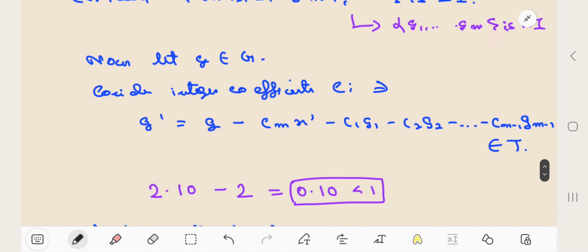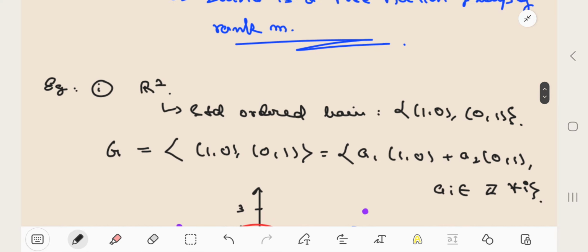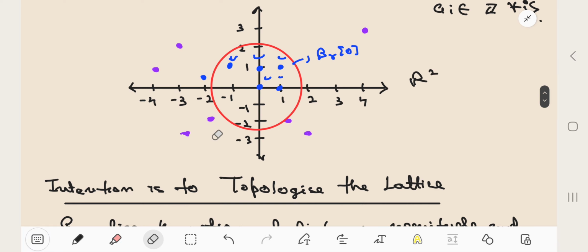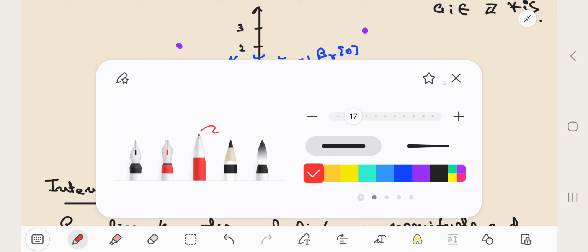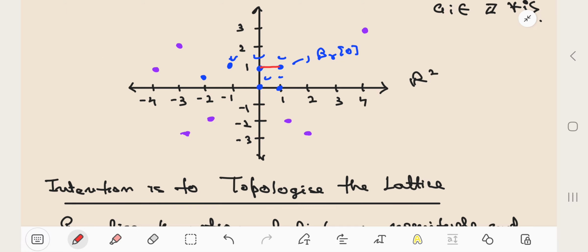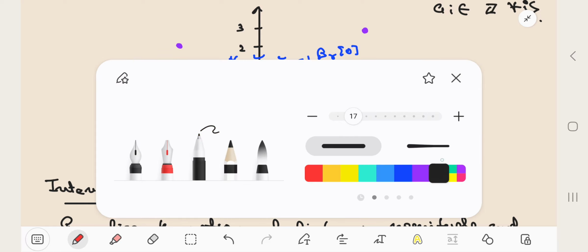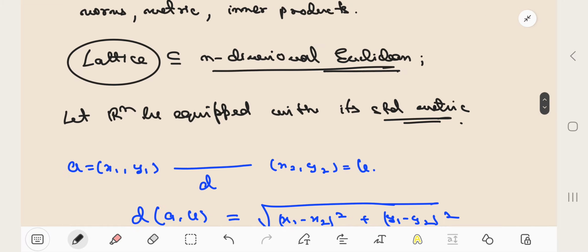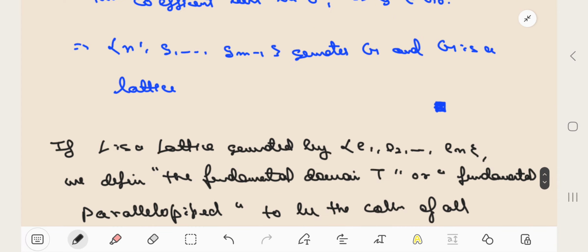So if I go back to the description of the lattice we had previously here, let me just remove the circle for now. See, I can actually talk about this being this part. I am not considering the boundary, I am considering only the inside. This region will give me the fundamental parallelepiped or the fundamental domain T. This I can refer to as T. Clear? Okay.